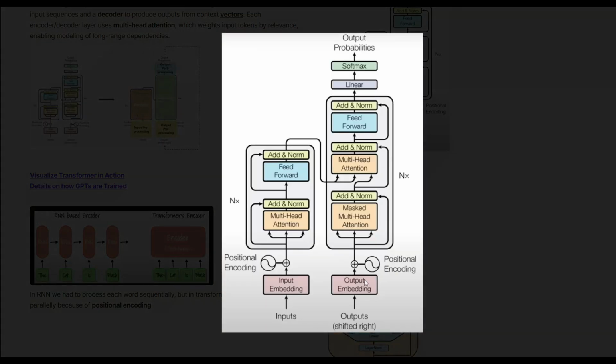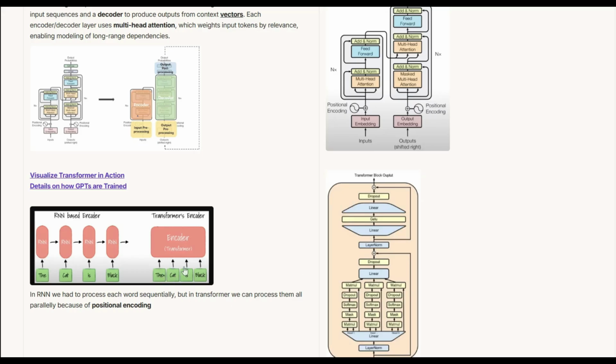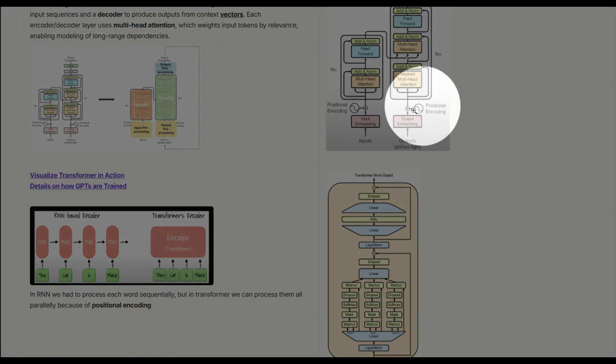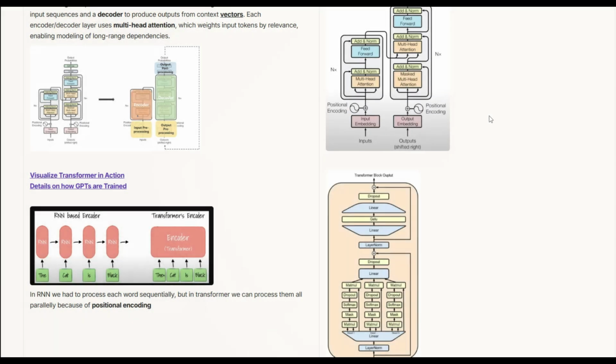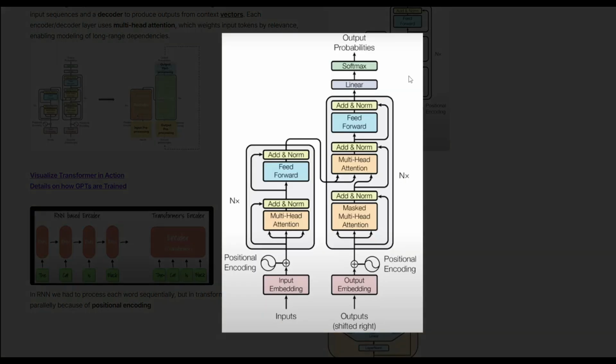Positional encoding. Since word order is important, but transformers process words in parallel, positional encoding ensures that the model retains word order information. Self-attention and multi-head attention. Instead of relying on sequential dependencies like RNNs, transformers use self-attention mechanisms to dynamically weigh the importance of words relative to each other. Larger context window.